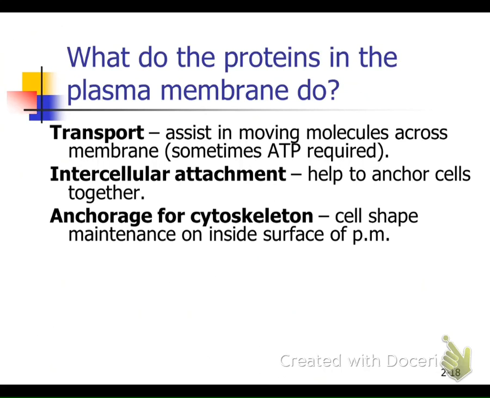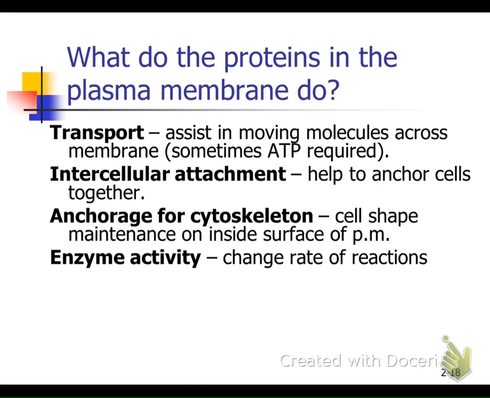There's also anchorage for the cytoskeleton. Cytoskeleton are the proteins inside the cell that give the cell its overall shape. So some of those cytoskeletal proteins are also anchoring to the membrane proteins to give the cell its overall shape. And many of these proteins in the membrane are enzymes themselves. So they are going to be catalyzing a chemical reaction that occurs only when the reactants are near the surface of the cell.